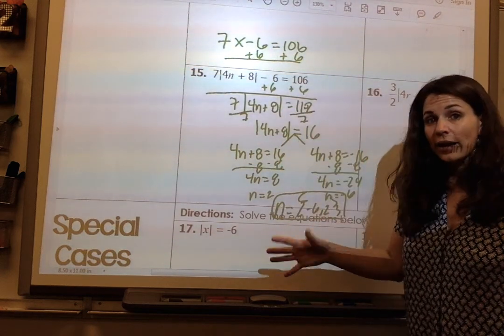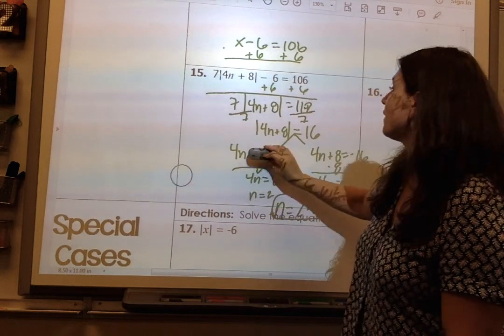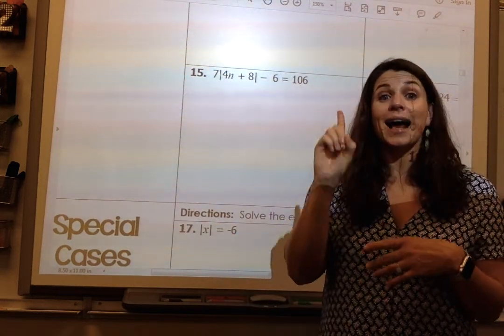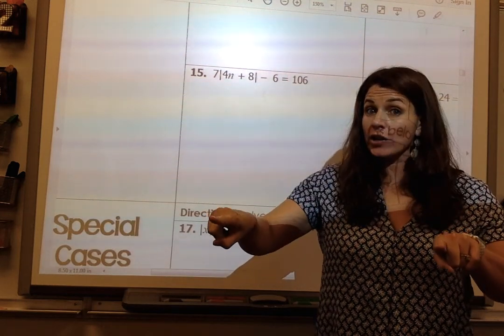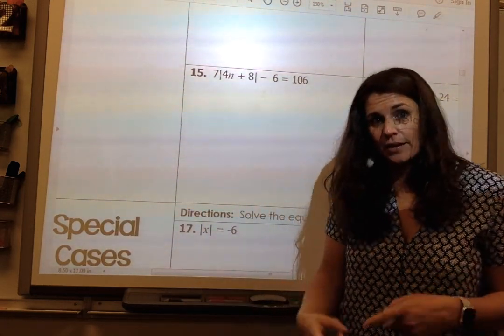So that's the rundown of how to do it. So step 1, hopefully that makes sense now, and if you get lost, go back and look at your notes. But step 1, isolate. Step 2, branch. 3, solve. 4, put in a solution set.